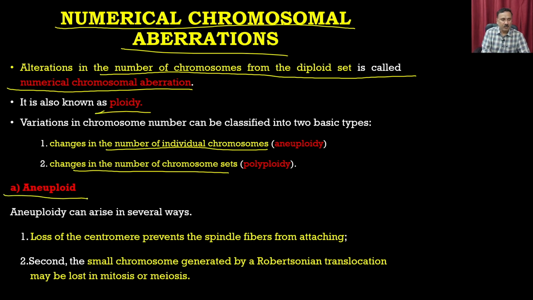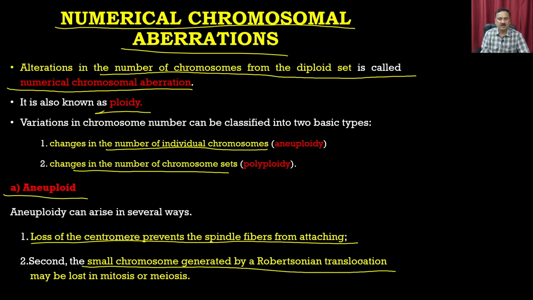So the aneuploidy can be because of the loss of the centromere, which prevents the spindle fiber from attaching, or the small chromosome generated by the Robertsonian translocation may be lost in mitosis and meiosis.